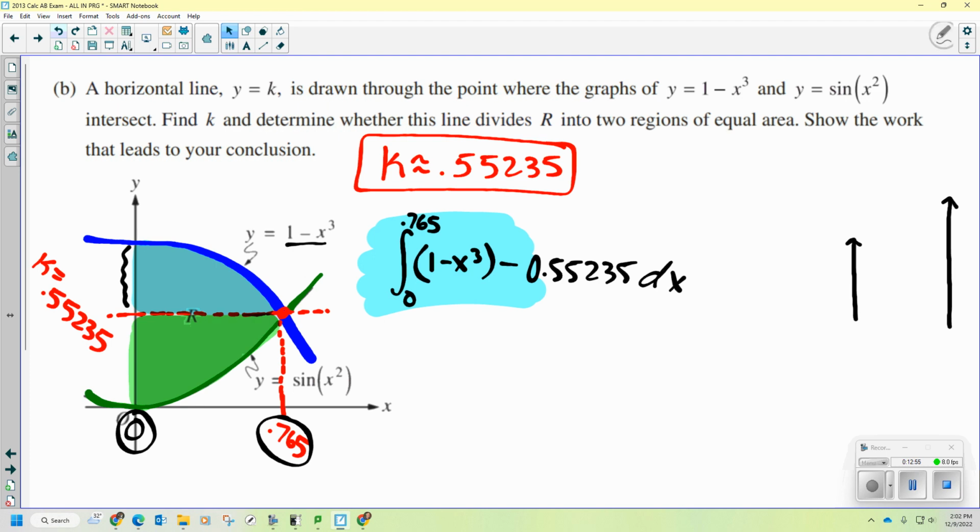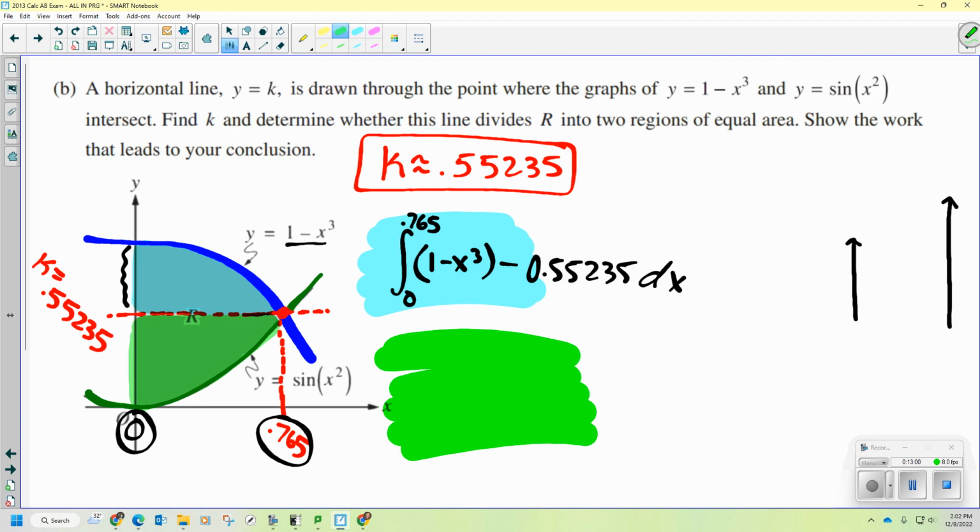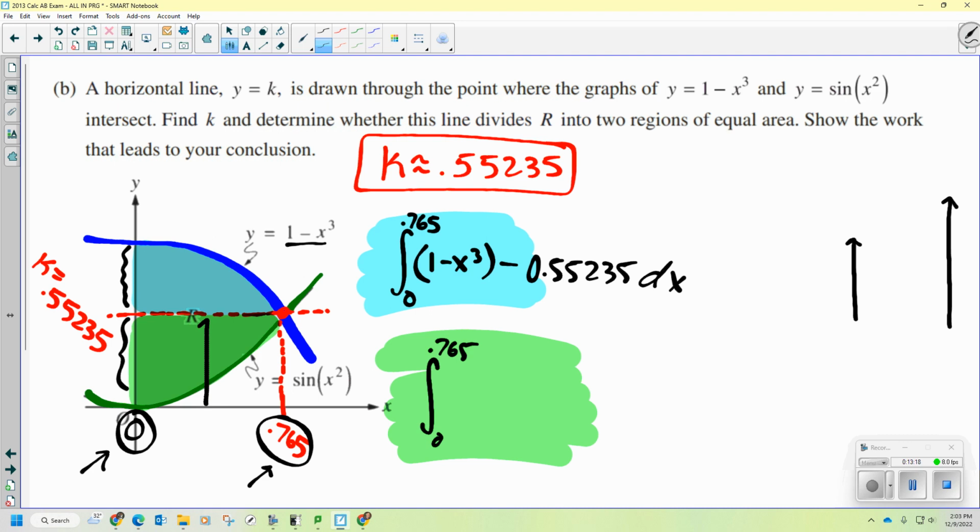Now I have to set up an integral for the green shaded area. It's an integral, again, from 0 to 0.765, the bigger function minus the smaller of the green. This time, the bigger one is that y equals k, 0.55235, minus the smaller one, which is this green curve, which is just a sine of x squared.